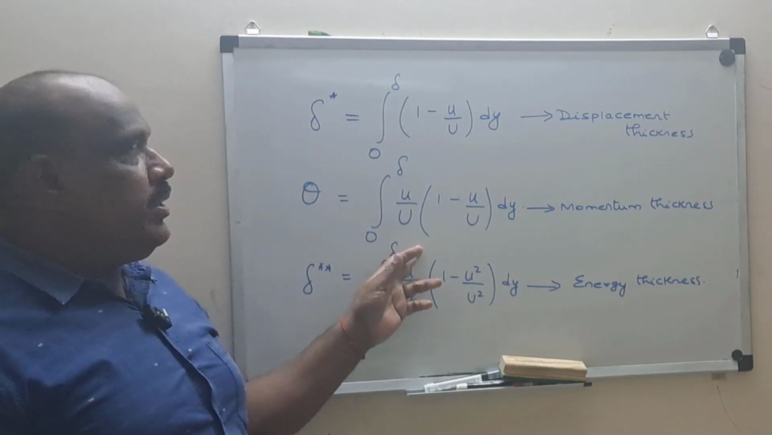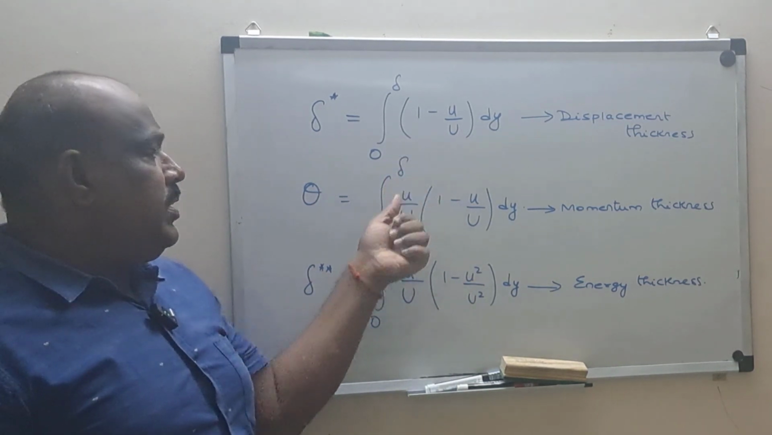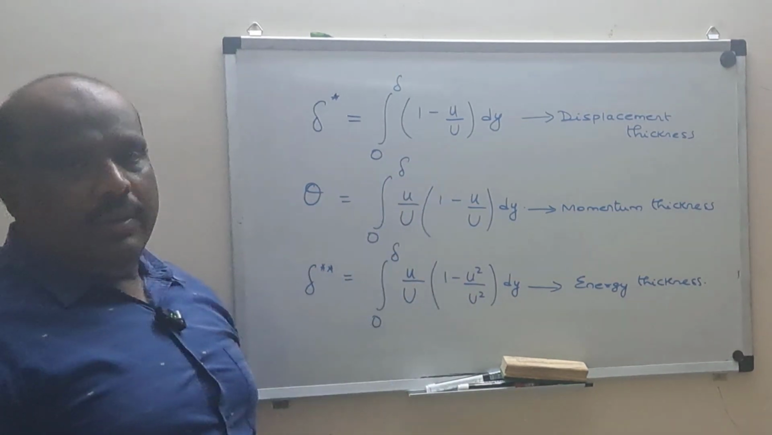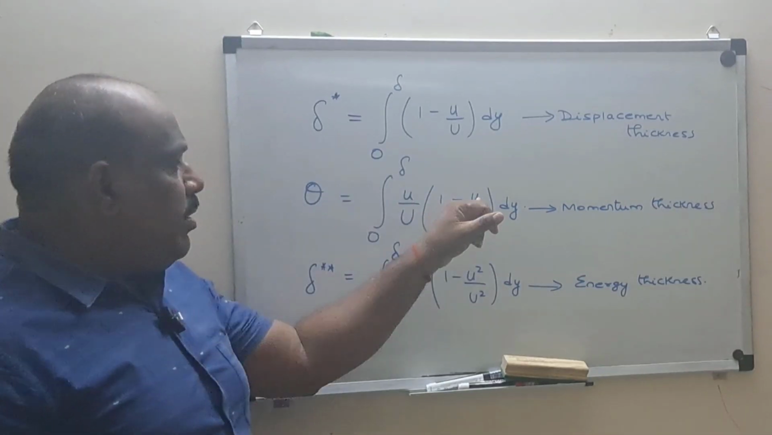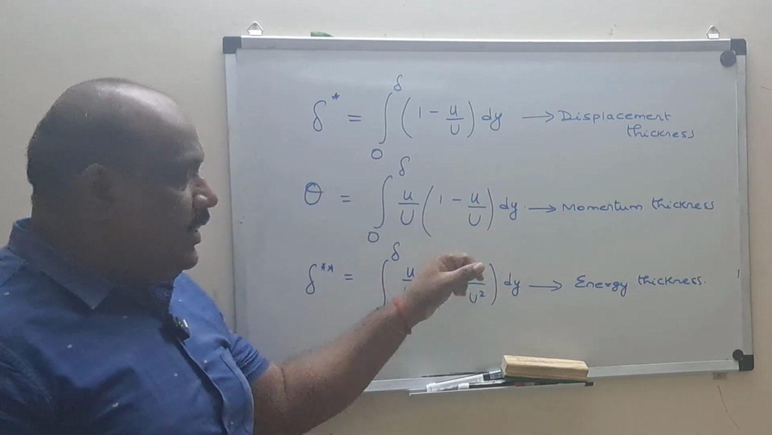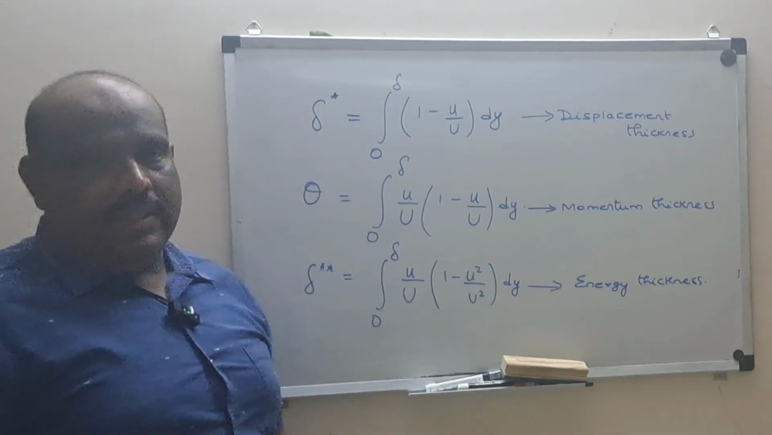How to arrive at this momentum thickness? Just multiply the displacement thickness integrand by small u by capital U. And coming to the energy thickness, along with this formula, you multiply one more u by U term in the second term. So it will be the energy thickness.